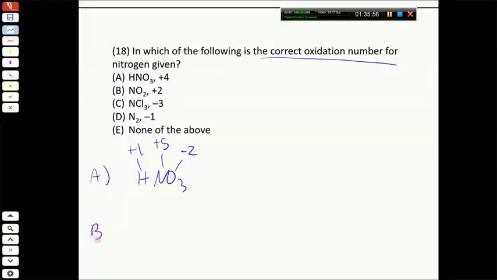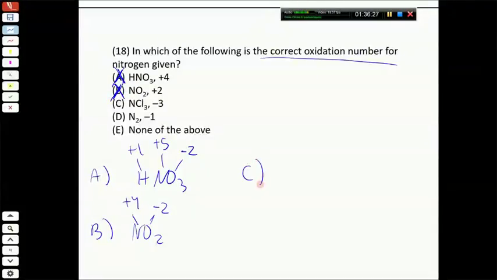And then for choice B, so that's incorrect because this one says +4. So that's not going to be our correct answer. We're looking for the one that's correct. In choice B, we have NO2. So again, covalent compound with oxygen, we should immediately think of oxygen as being -2 in almost every case. And if oxygen is -2, two -2s is -4. So that means nitrogen in this case would be +4. So again, that answer choice is wrong. It has it at +2.